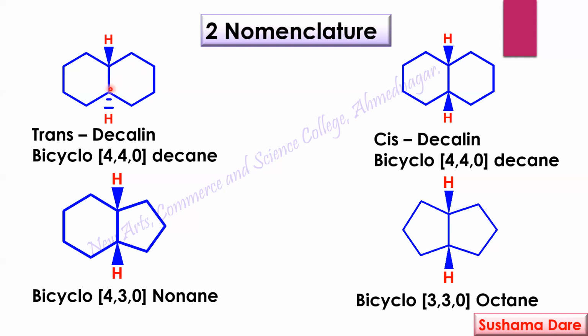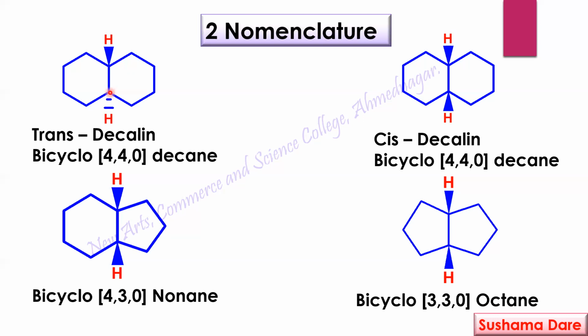So total 10 carbons are there. 10 carbon means it is a decane. So the naming of this is bicyclo 4.4.0 decane. So this 4 stands for the number of carbon atoms present on the left side of the fused atoms. The second 4 stands for the number of carbon atoms which are present on the right side of the fused atoms. And the 0 stands for the number of carbon atoms in between the fused atoms.